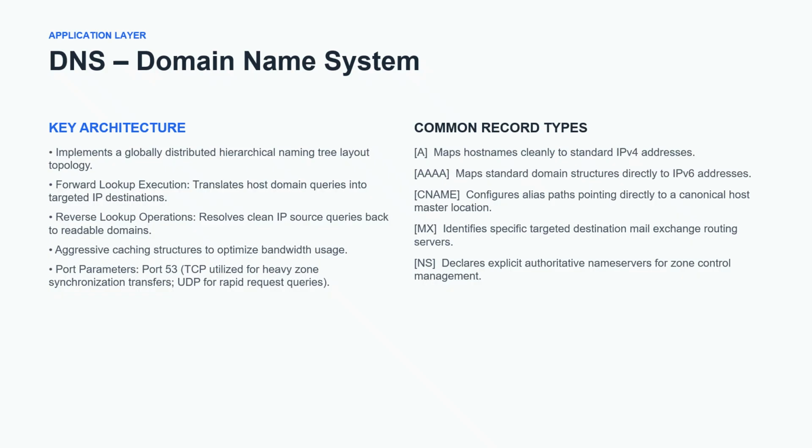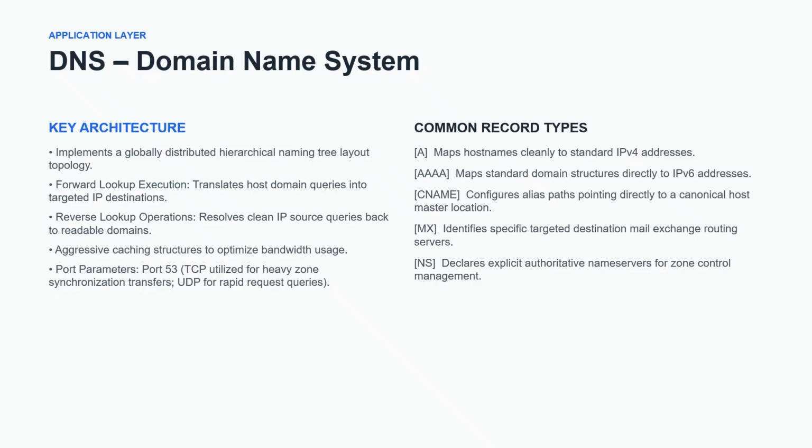DNS is a hierarchical and decentralized naming system that translates human-readable domain names to IP addresses. DNS operates on a client-server model. DNS clients called resolvers query DNS servers to resolve domain names to IP addresses. DNS servers maintain the hierarchical namespace and respond to queries.